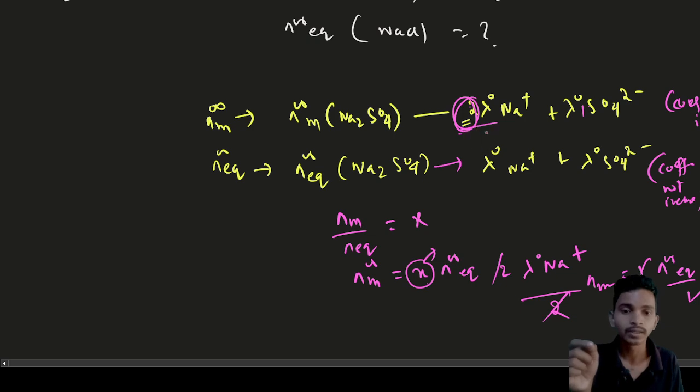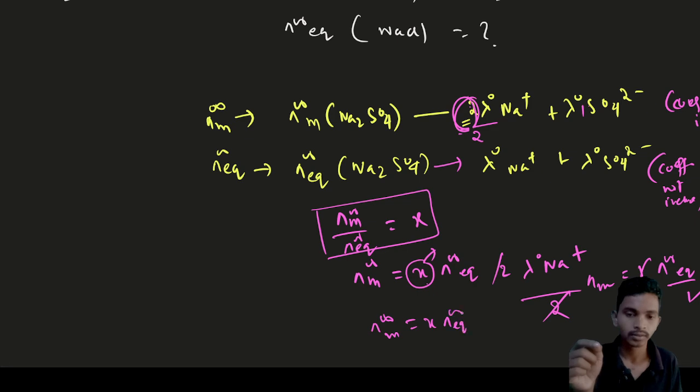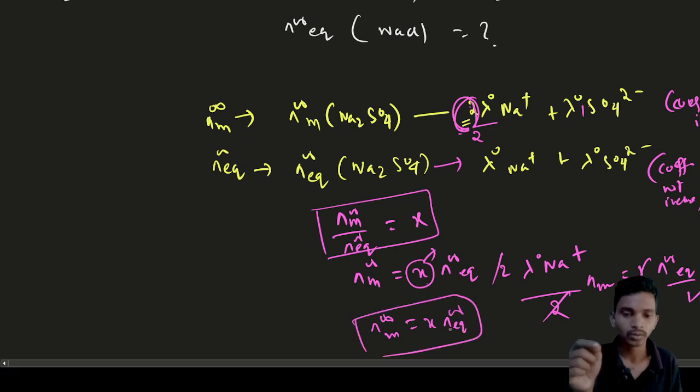So they will cancel each other, because this is the relation. If this is the relation, then this is equal to X. So with equivalent conductance, X is coming. Okay, so this and whatever this came, that will get cancelled out.